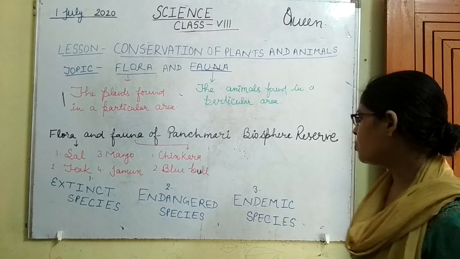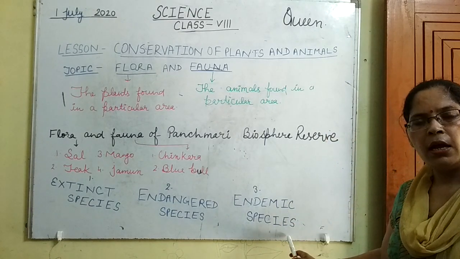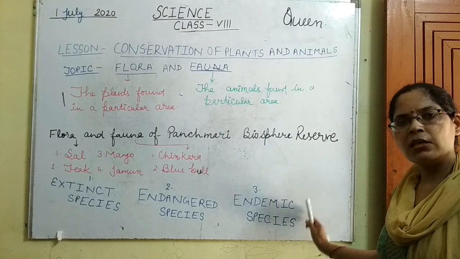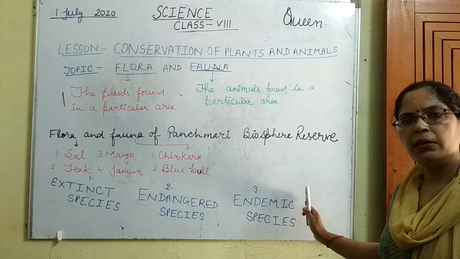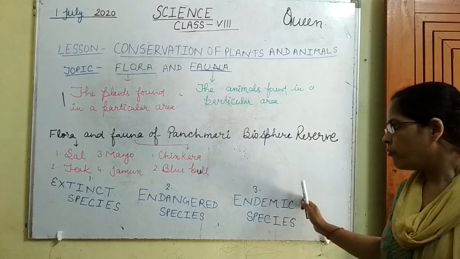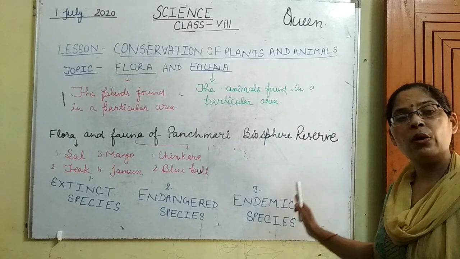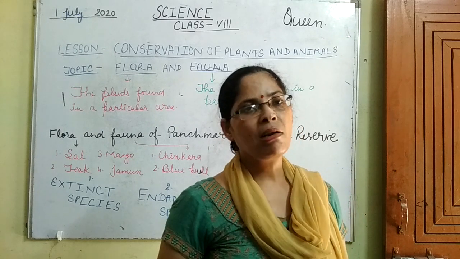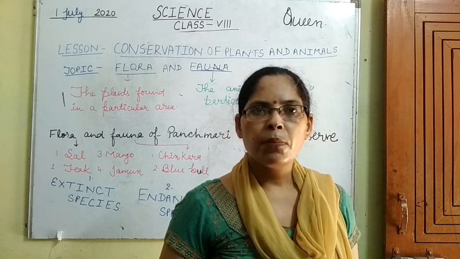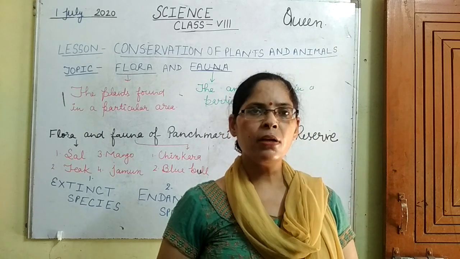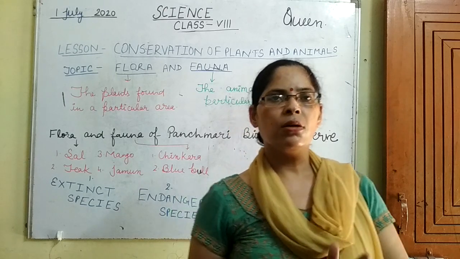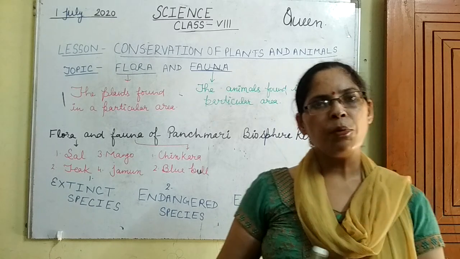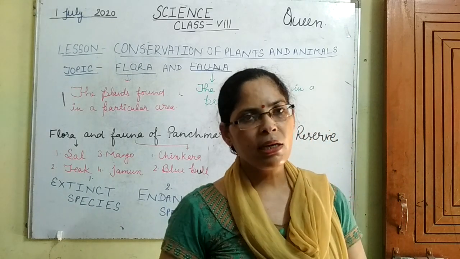Okay. So the last one is endemic species. Endemic species are those species of animals and plants which are found only in a particular area. That means they are not available everywhere. They are present in a particular area. So I am going to tell you about this kind of animals.